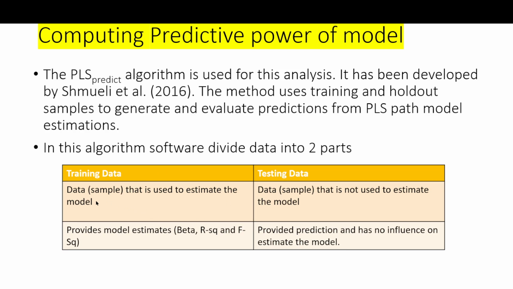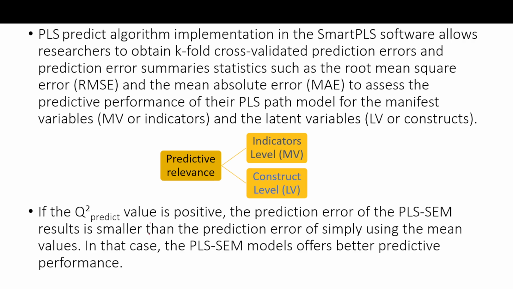The training data is the data or sample that is used to estimate the model, whereas testing data is the data or sample that is not used to estimate the model. The training data provides model estimates such as beta, R square and F square, whereas testing data provides predictions and has no influence on estimating the model.